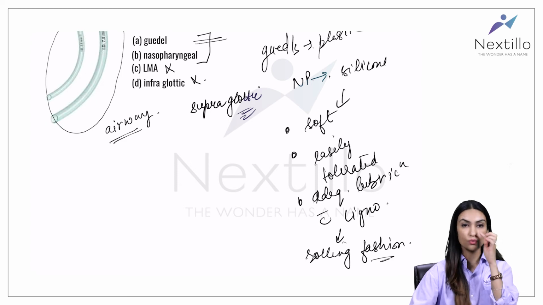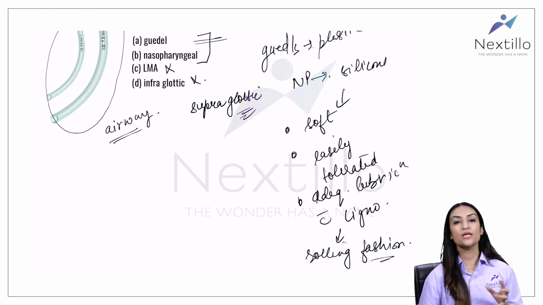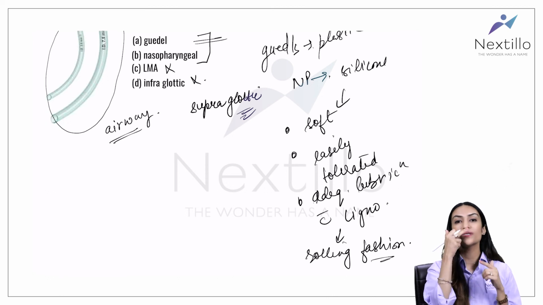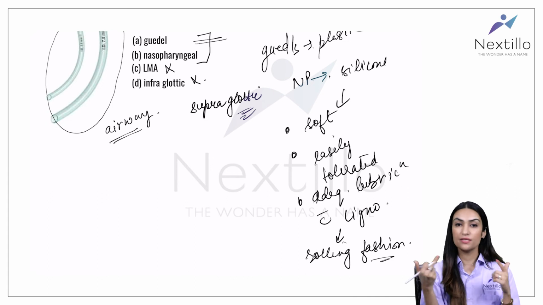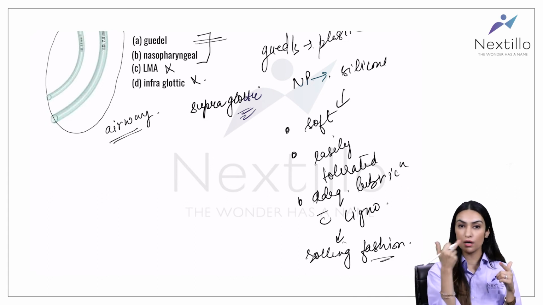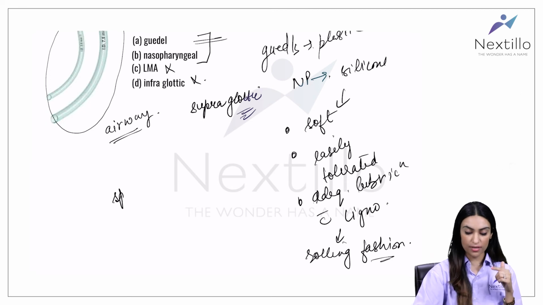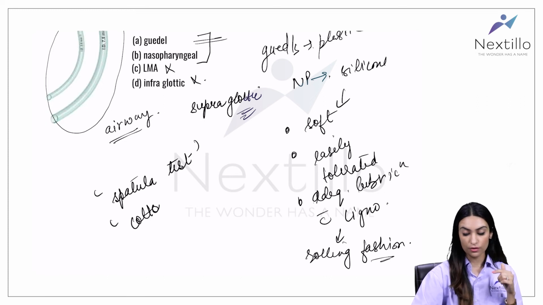Okay, slowly in a rolling fashion through your nose, and it is put in which nose? You always assess the patency of the nose. How do you assess the patency of the nose that you have to put it in? You do a spatula test, or a cotton wisp test. These are the two tests that you do.